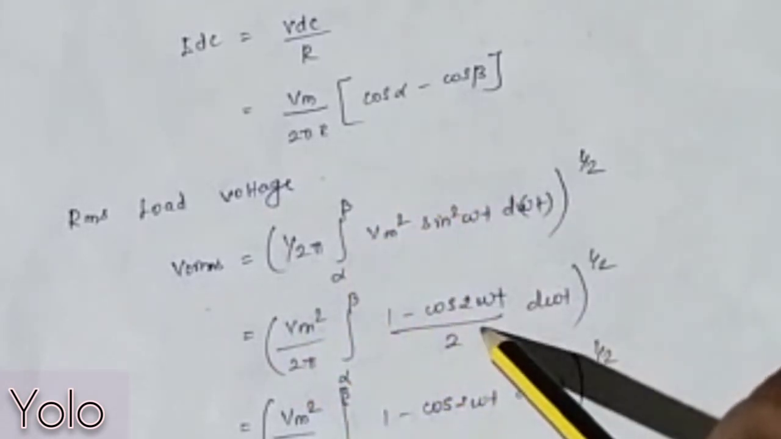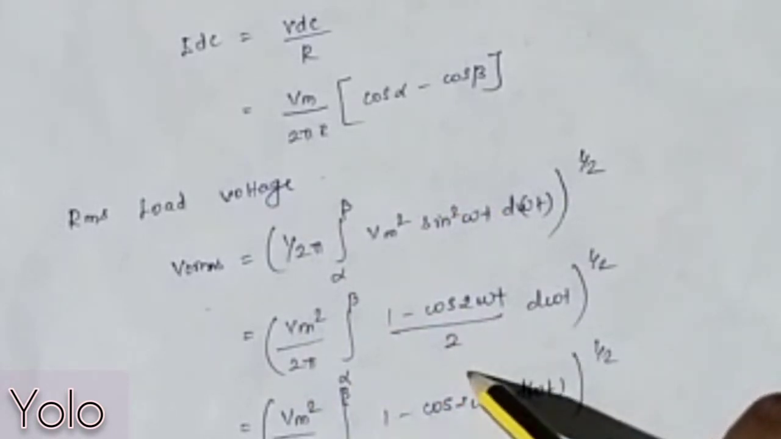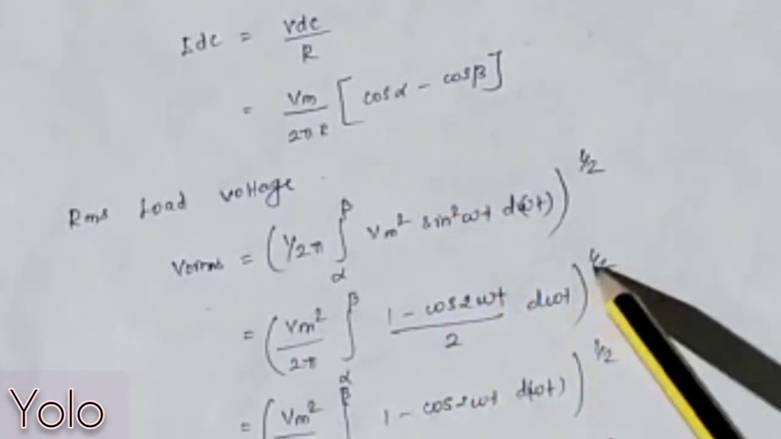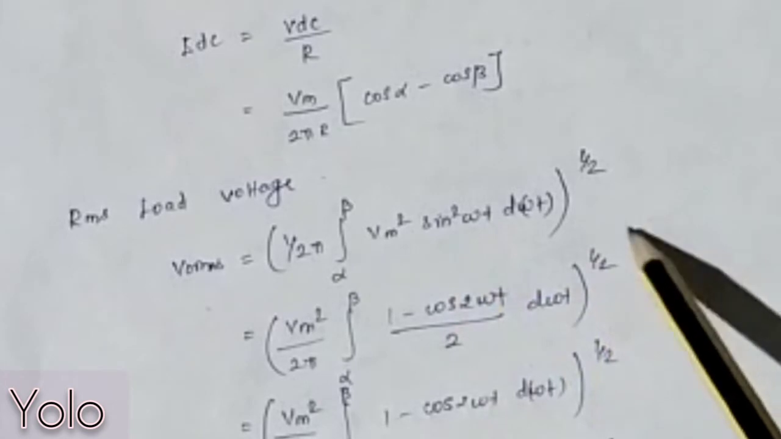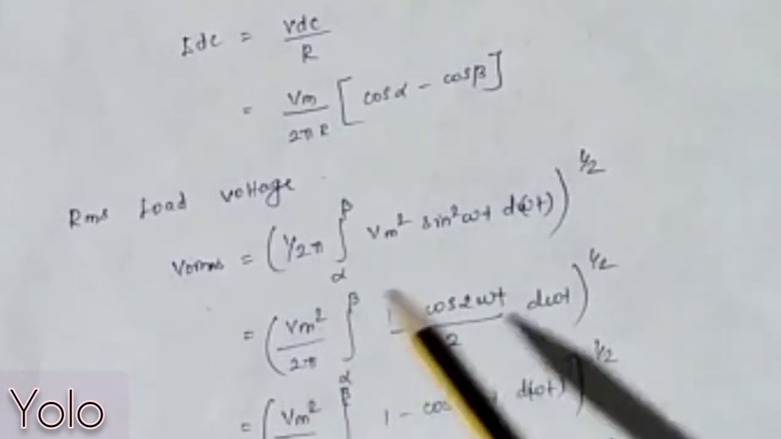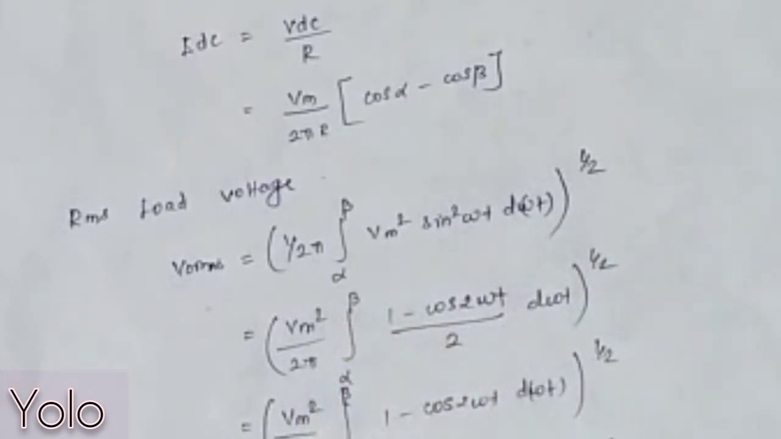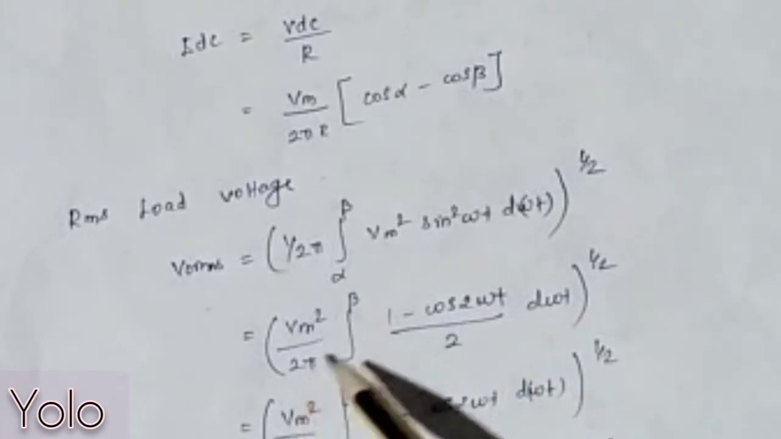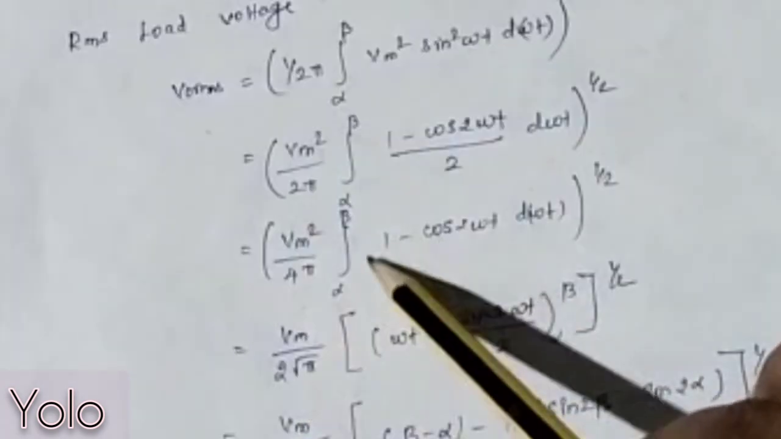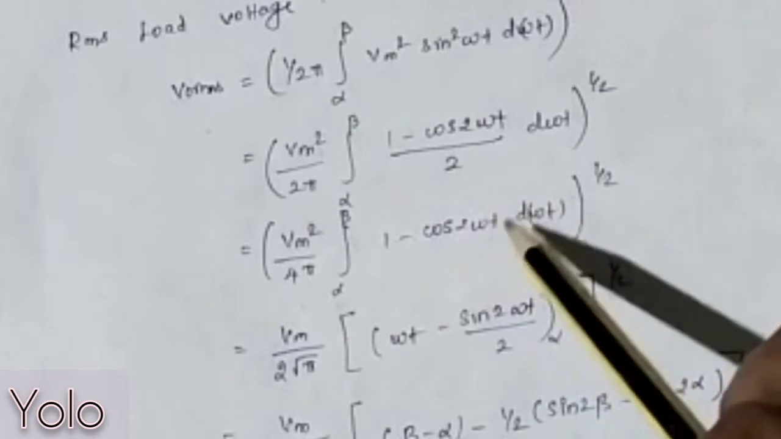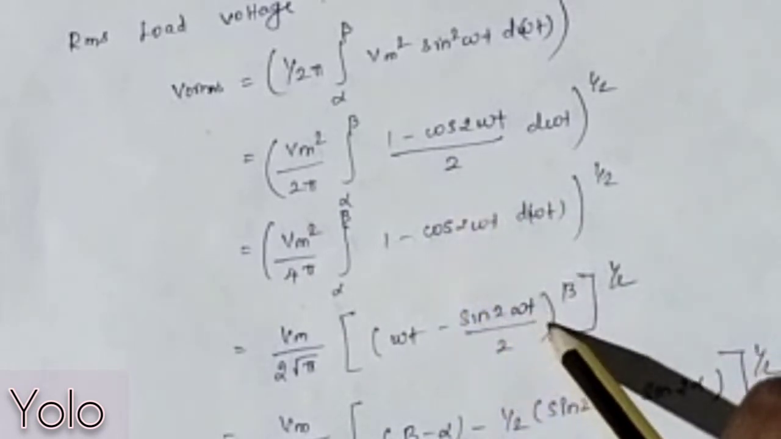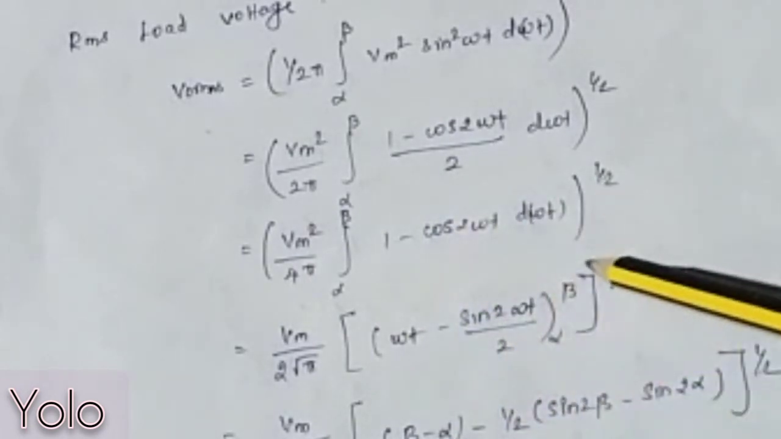Now we take Vm squared divided by 2 pi, with the limit alpha to beta. So sin squared omega t can be replaced by 1 minus cos 2 omega t divided by 2, into d omega t, to the power 1 by 2. So Vm squared divided by 4 pi, integral alpha to beta of 1 minus cos 2 omega t d omega t, to the power 1 by 2.